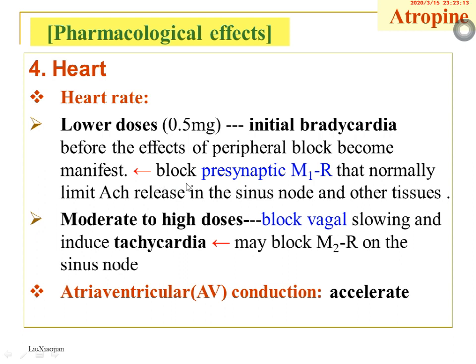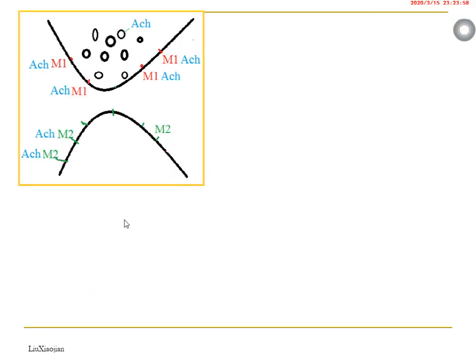Because in these conditions, it can block presynaptic M1 receptors that normally limit acetylcholine release in the sinus node and other tissues. With the dose increased to moderate to high dose, moderate dose meaning the commonly used therapeutic dose, it can block vagal slowing and induce tachycardia. It may be because of blockade of M2 receptors on the sinus node. So it also accelerates atrioventricular conduction. Can you understand? Okay, let me explain in detail with this figure.